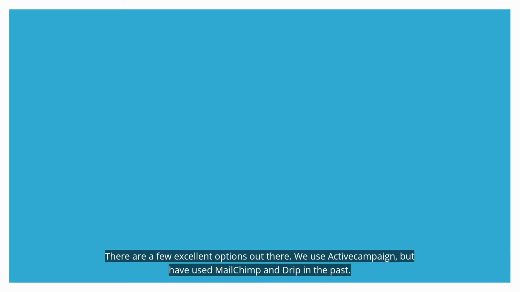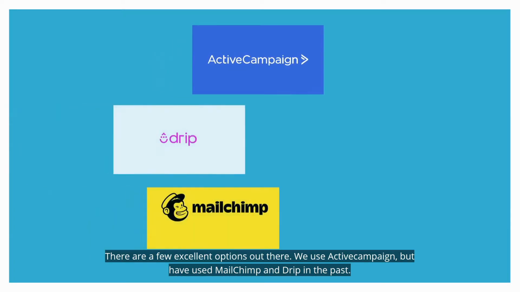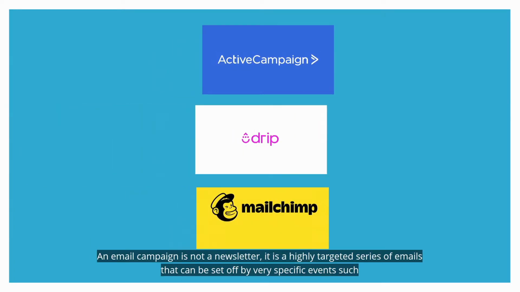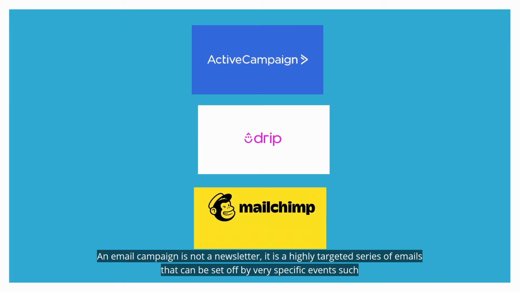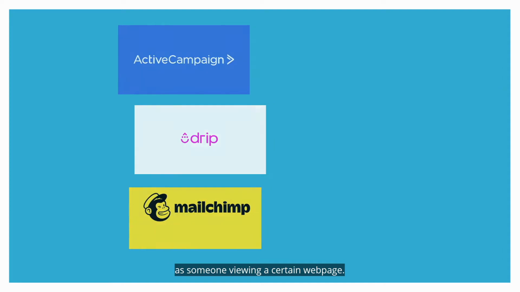There are a few excellent options out there. We use ActiveCampaign, but have used MailChimp and Drip in the past. An email campaign is not a newsletter. It is a highly targeted series of emails that can be set off by very specific events, such as someone viewing a certain web page.